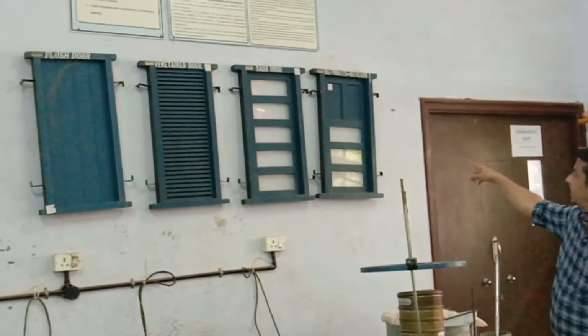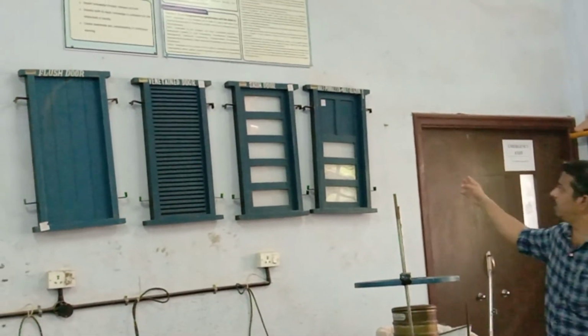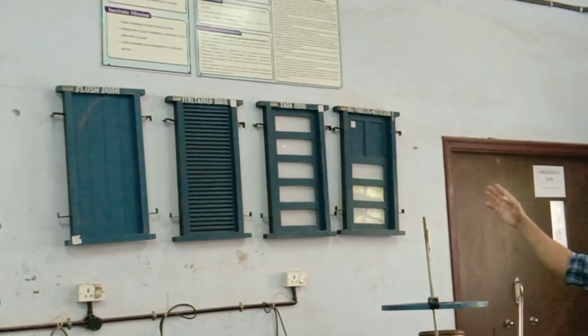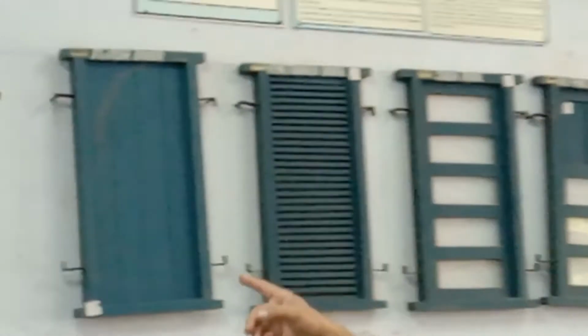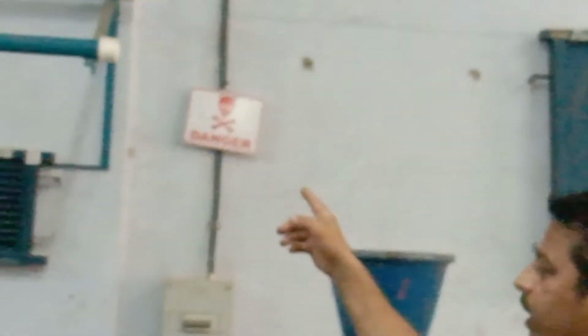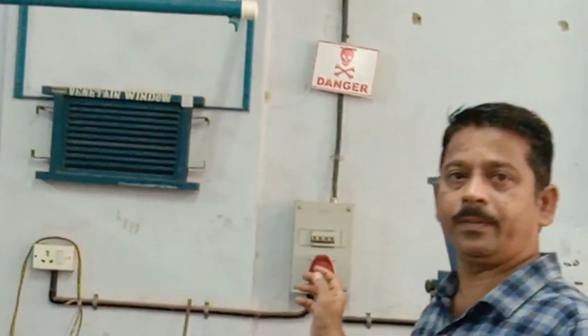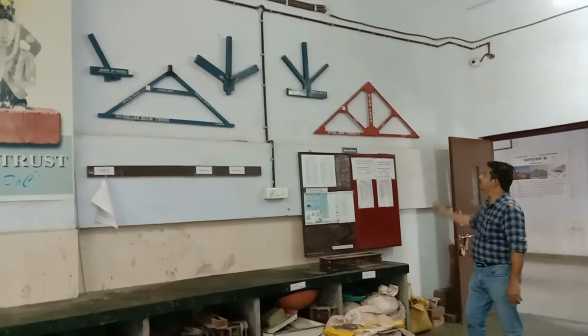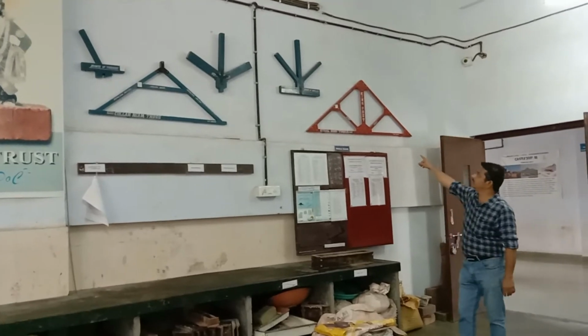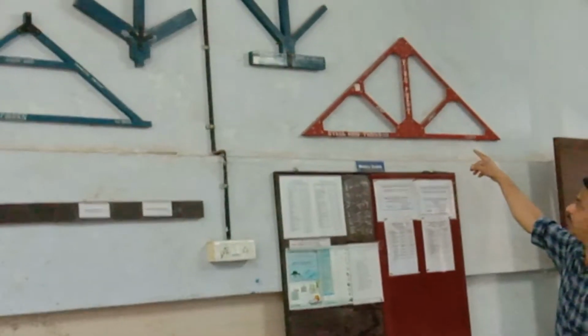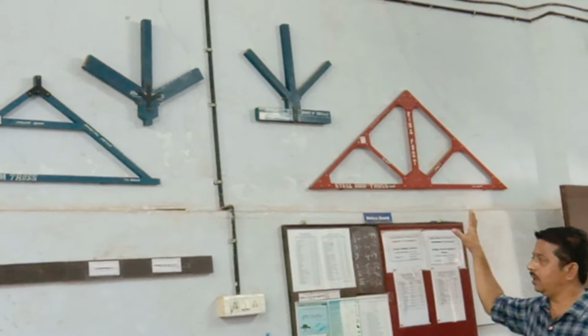The model of half panel door, the sash door, truss door, the model of ventilated window, the model of roof truss. This is the model of steel roof truss. This is the model of various joints which are used for roof truss.